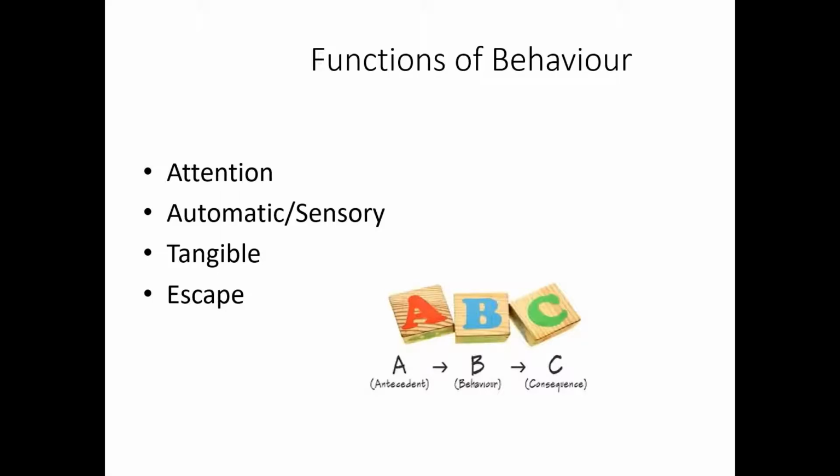And there are four main functions of behavior that we will go through today. These are attention, automatic or sensory, tangible, and escape. So all behavior has a function. We do behavior for a reason, right? To communicate something, and we do behavior because it meets a need for us. And behavior is reinforced, so we continue doing behaviors based on how people respond to those behaviors and what reaction that we get. So we're going to go through some information on these four functions of behavior, and then we'll also move into strategies to support people with these different behaviors. Depending on what the function of the behavior is, that determines what strategy and support we should put in place.